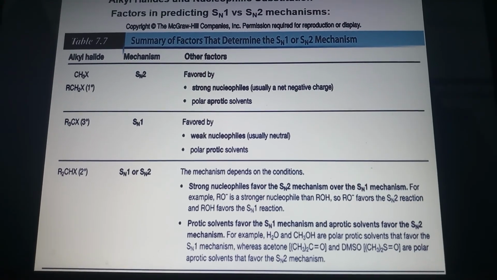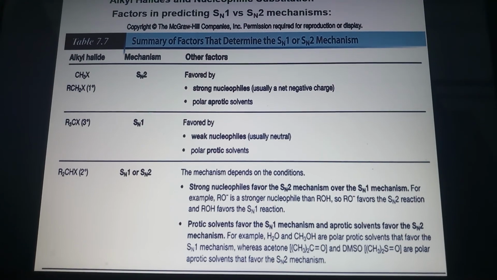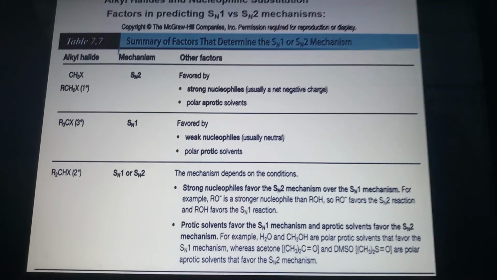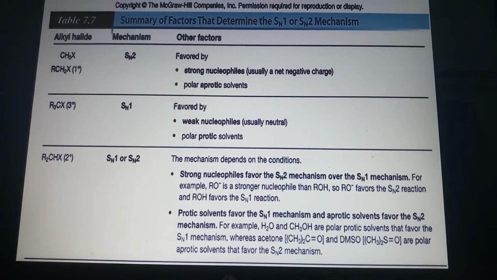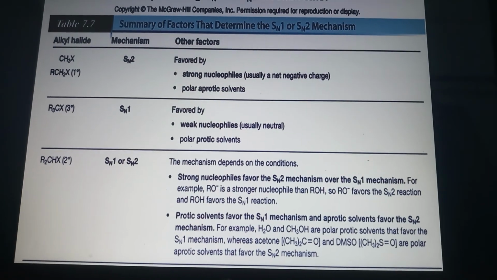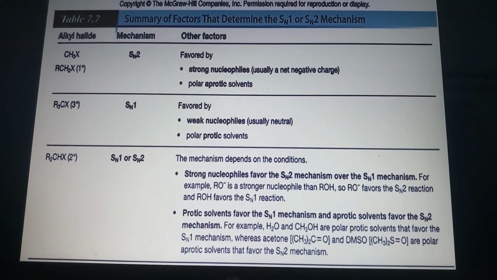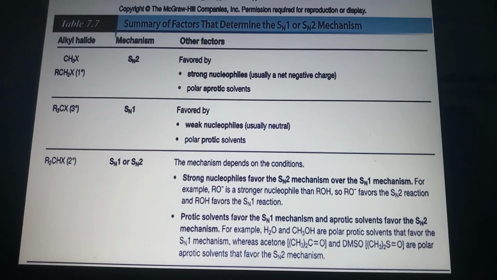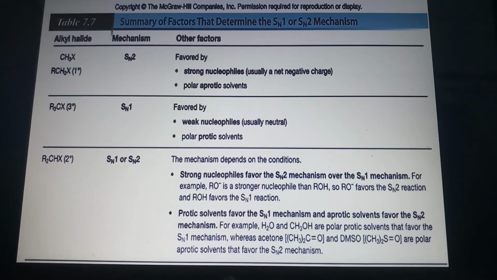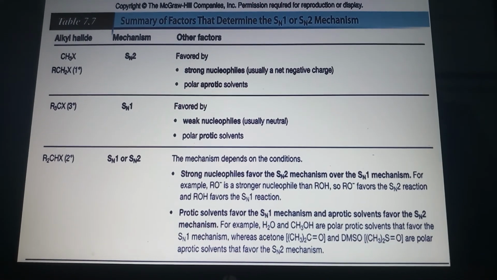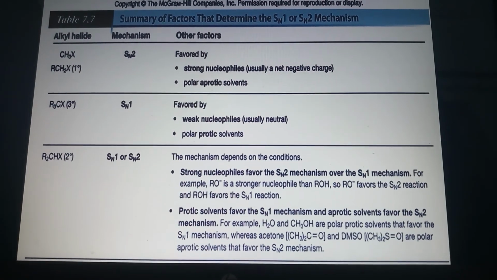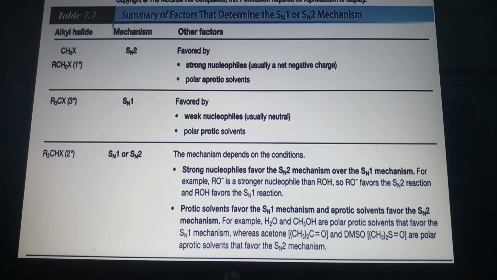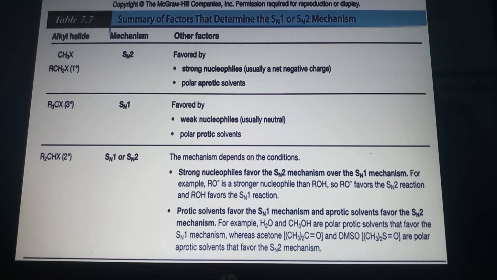You can see this is the summary of factors that determine SN1 or SN2 mechanism. In case of alkyl halide, if it is primary or secondary, the mechanism is SN2. It is favored by a strong nucleophile, usually with a net negative charge, and in the presence of polar aprotic solvents. If the alkyl halide is 3 degree tertiary, then the mechanism is SN1 and it is favored by a weak nucleophile, usually neutral, and in the presence of polar protic solvents.